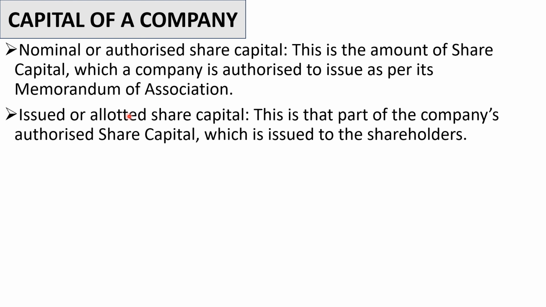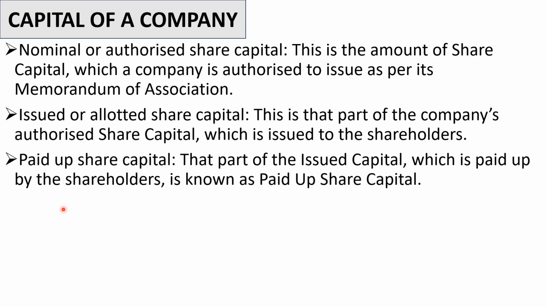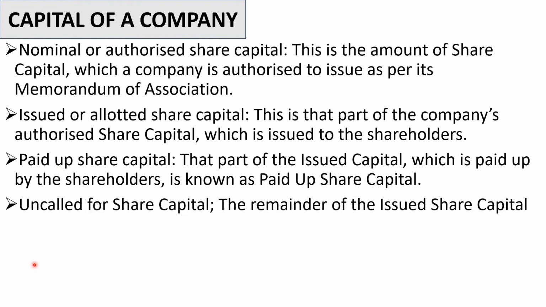So the second definition is issued or allotted share capital. This is that part of the company's authorized share capital which is issued to the shareholders. As simple as that. The third is paid up share capital, which is that part of the issued capital which is paid up by the shareholders. Okay, so the part of the issued or allotted share capital that is paid up by the shareholders is called paid up share capital. And finally we have the uncalled for share capital, which is the remainder of the issued share capital. The one that remains, that is the uncalled for share capital. I'm sure it's clear now.